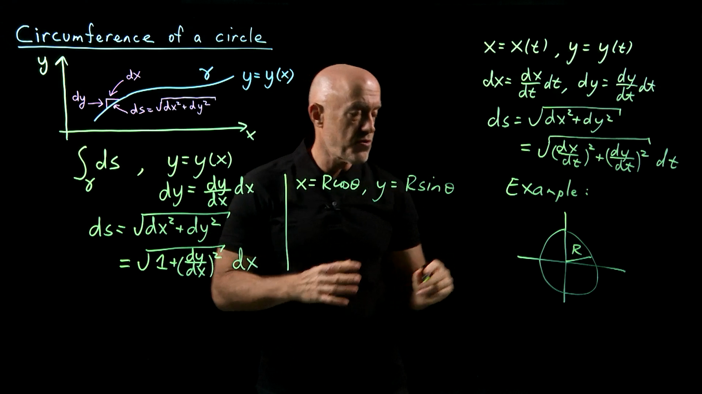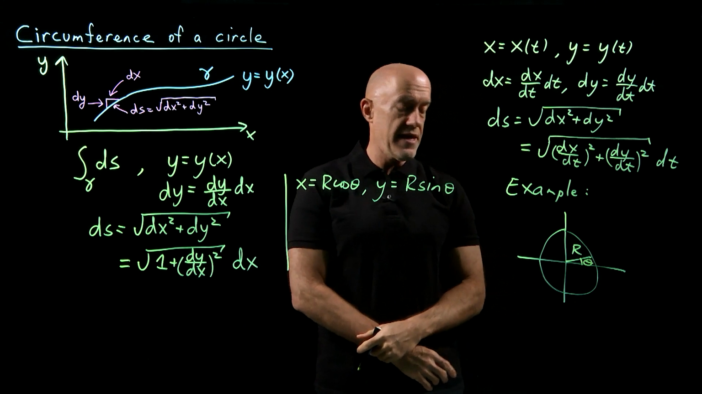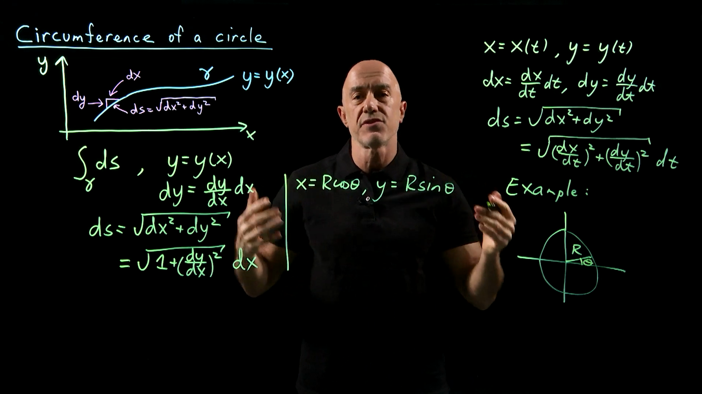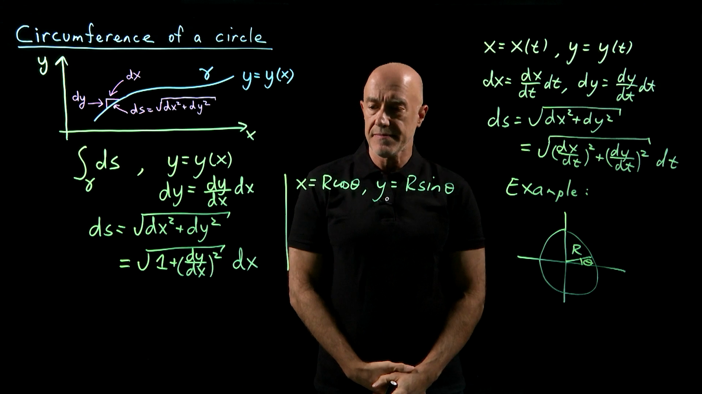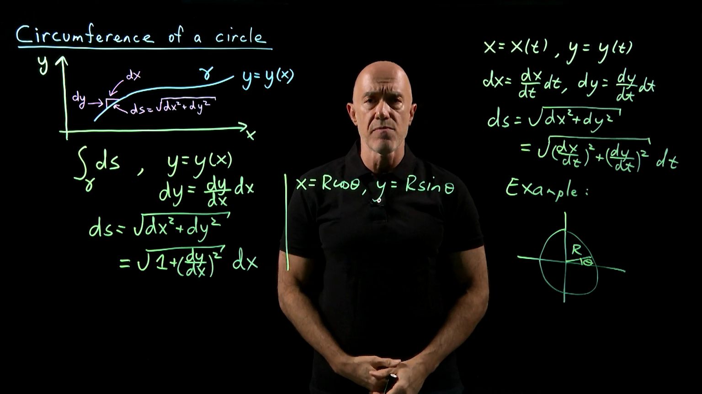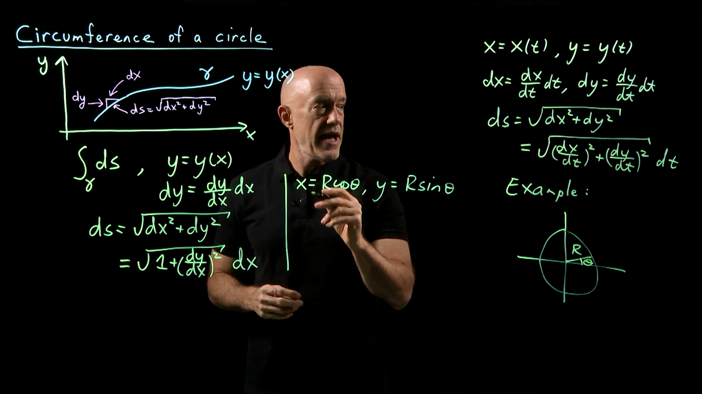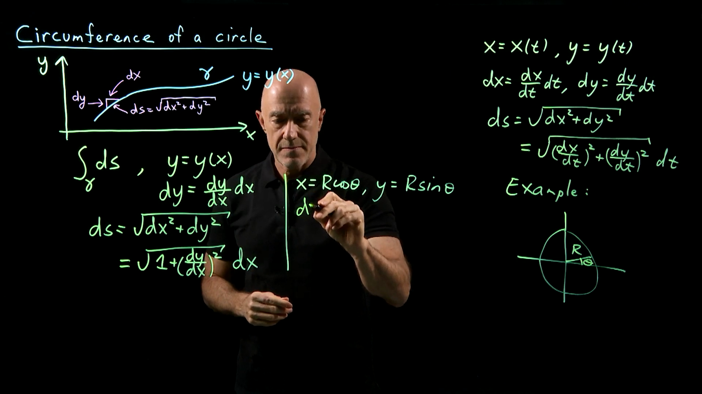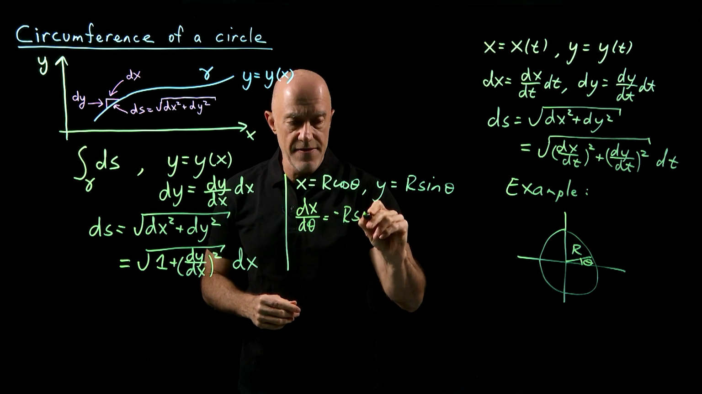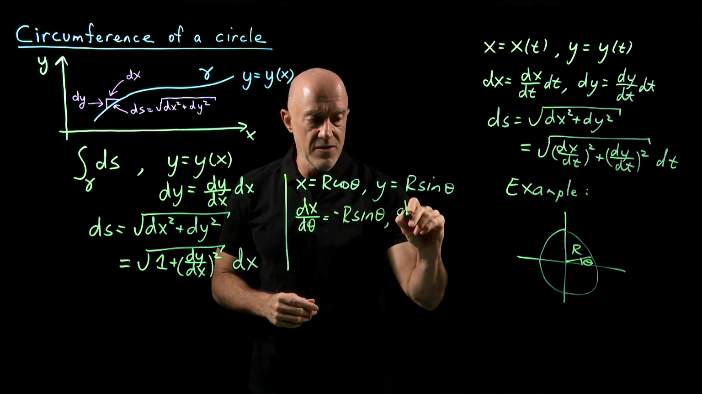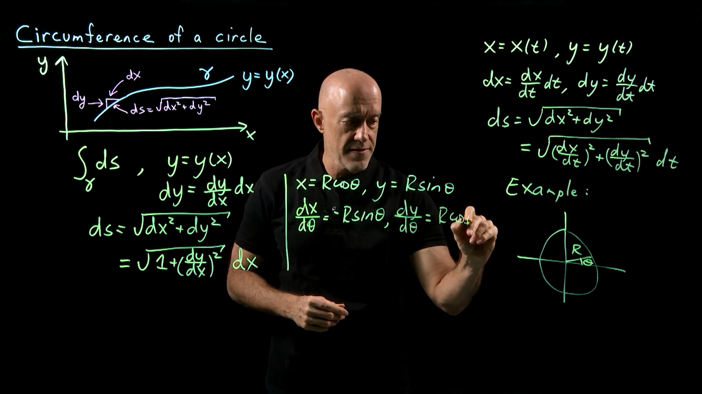So we parameterize the circle with this angle theta that it makes with the x-axis. So this is called polar coordinates. If we do that, then theta is our parameter here, and we can take the derivatives. So we have dx/d theta is negative r sine theta, and we have dy/d theta equals r cosine theta.